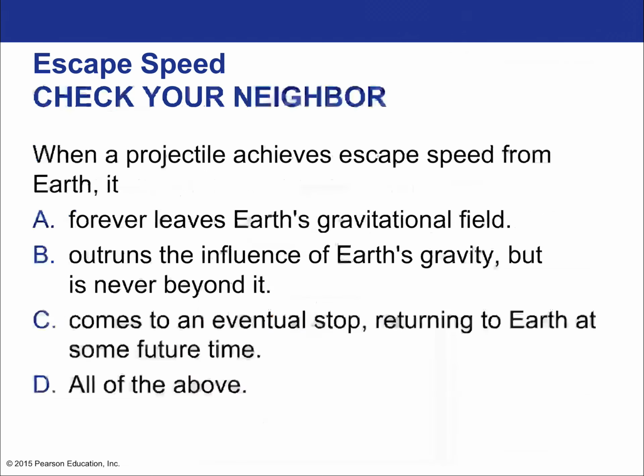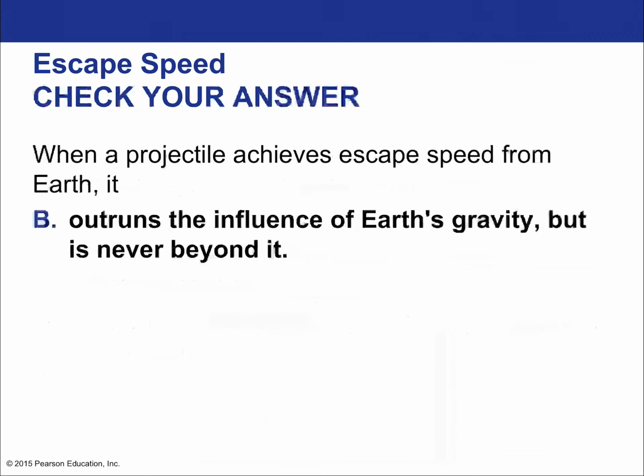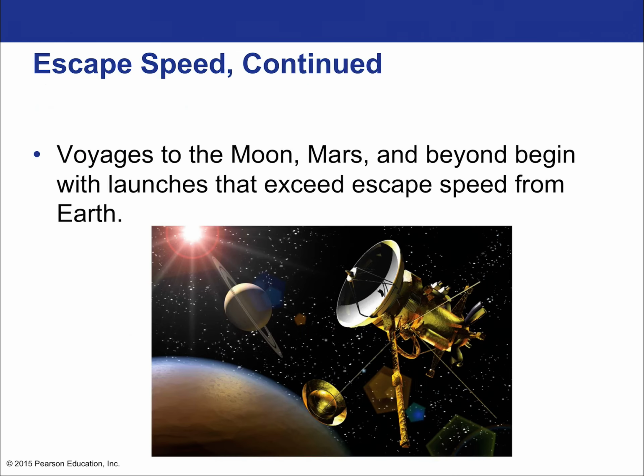So when a projectile achieves escape speed from Earth, it outruns the influence of Earth's gravity but is never beyond it, okay? Why is it never beyond it? Because the gravity never truly disappears. But there's enough kinetic energy that it will always have kinetic energy to never get pulled back, okay? So the voyages to the Moon, Mars, and beyond begin with launches that exceed escape velocities from Earth, okay? So there are cases where we have sent probes into space and given them enough initial velocity to escape Earth, okay? So it can go off and explore other planets or some even leave the edges of the solar system.